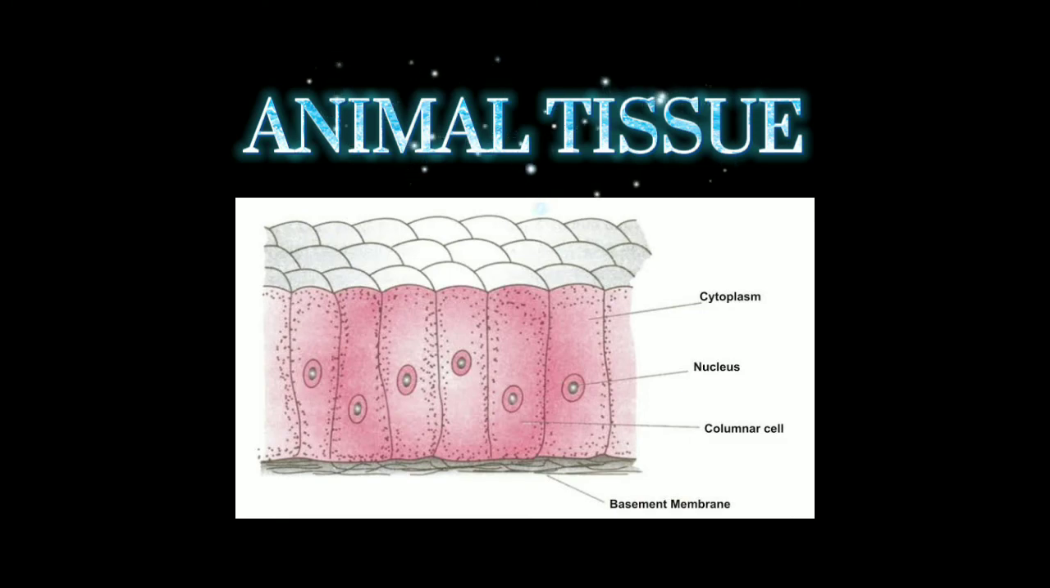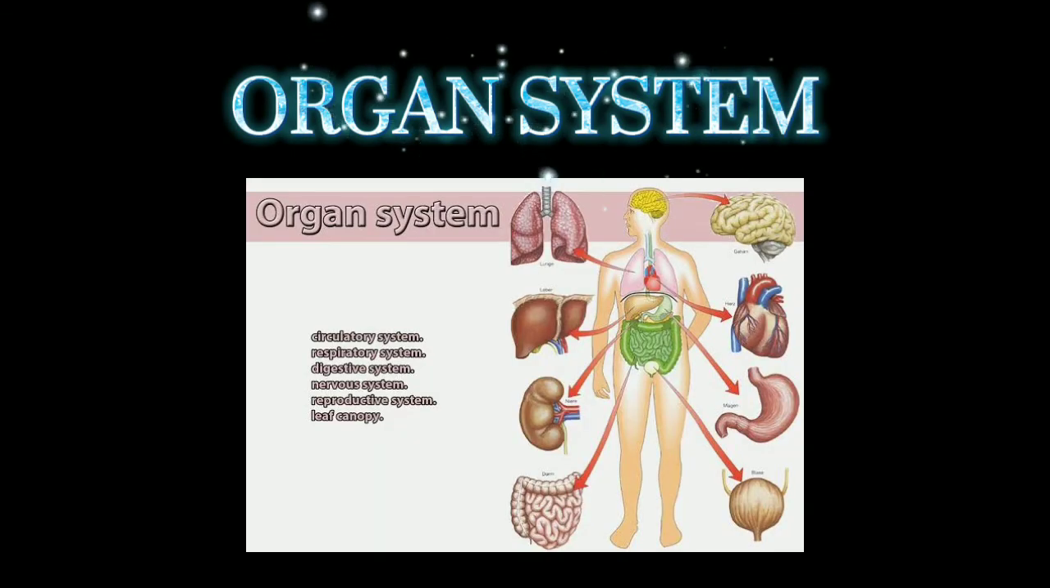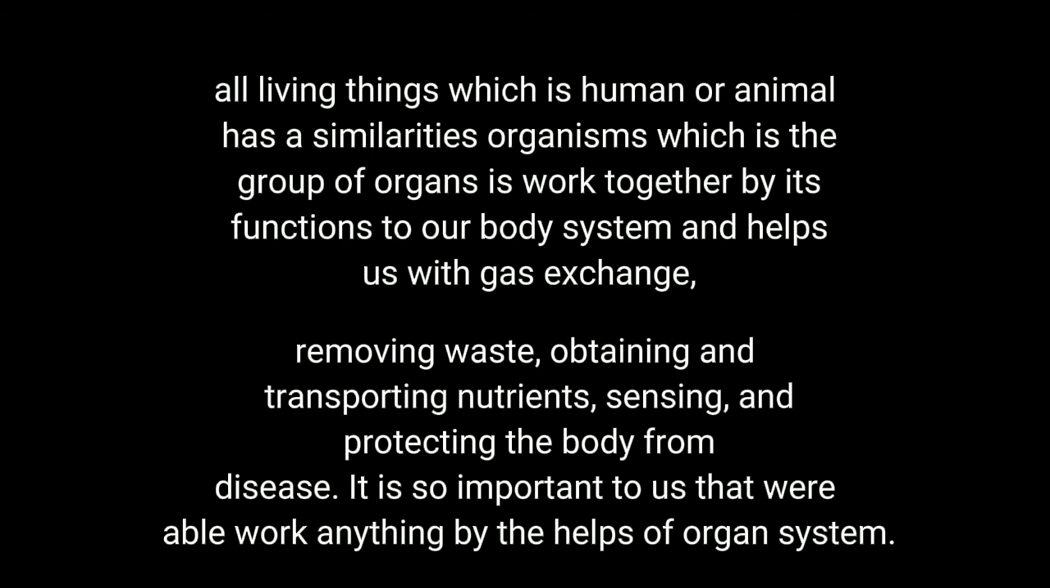Animal tissue. Tissues of living things are important, which is part of our body that helps us to move functionally by its specific functions. So that's why we must protect ourselves to maintain it. Moreover, it provides us support and protection in our body. Organ system. All living things, human or animal, have similar organisms, which are groups of organs that work together by their functions in our body system and help us with gas exchange, removing waste, obtaining and transporting nutrients, sensing, and protecting the body from disease. It is so important to us that we're able to work anything by the help of the organ system.